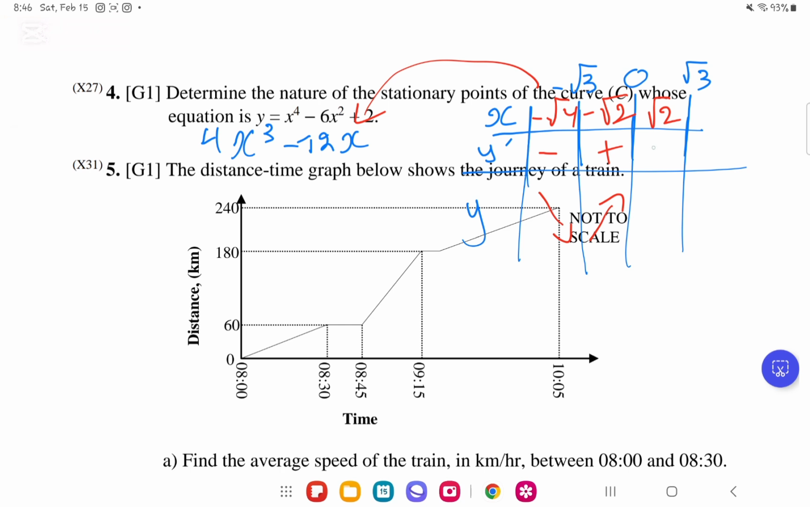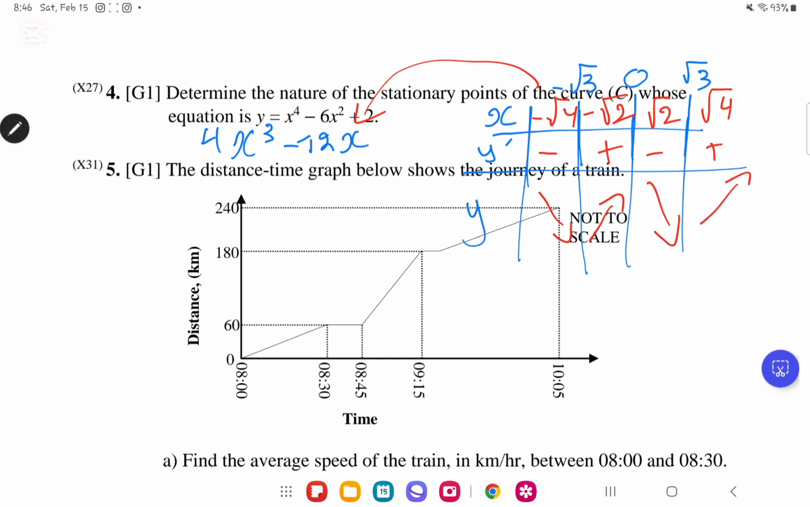You would get a negative number. You would get minus 4 radical 2, so it's going down. And then finally, if you chose a number greater than radical 3, so for example, radical 4, which is 2, let us see what would happen. You would get a positive number, you would get 8, so it is going up.